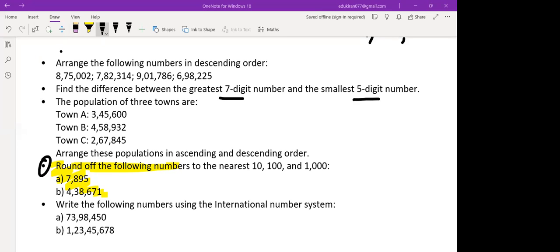Ma'am, can I say the last question? Yes. Ma'am, for A1, it's 73,098,450. And the B1 is 1,023,045,678.